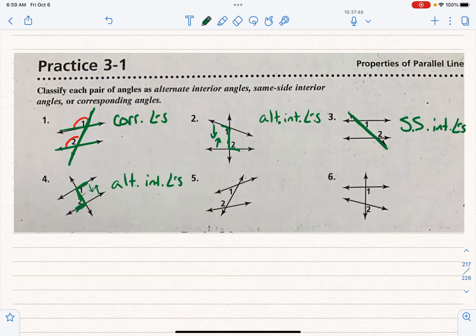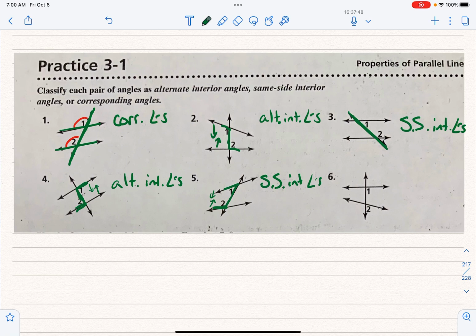Number 5, again, they're on the same side of the transversal, but they're both on the interior of those 2 lines. And whether the lines are parallel or not, these angles still classify. And so these are same side interior angles.